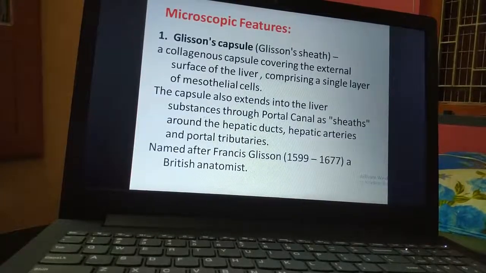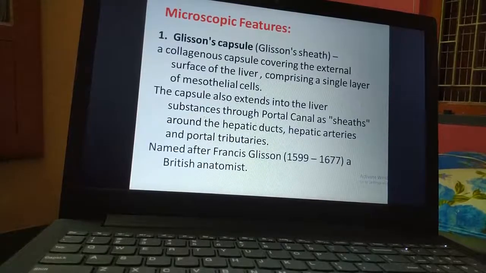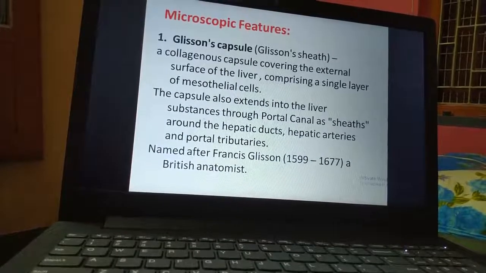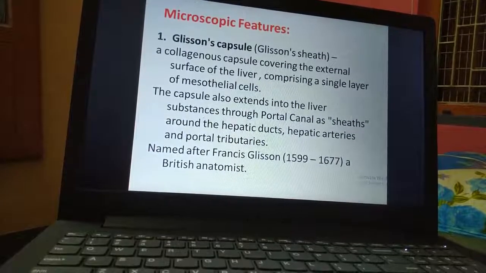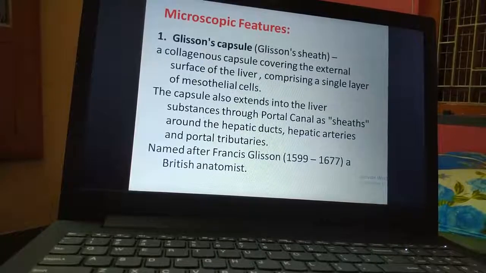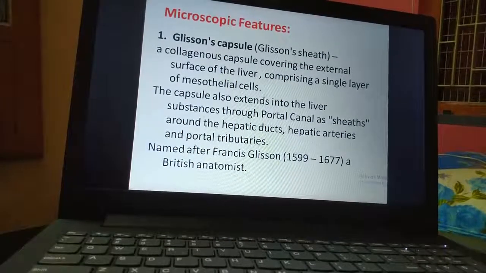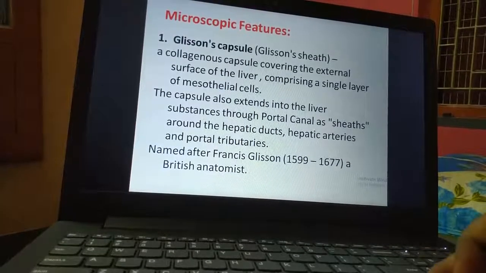Now, first among the microscopic features is the Glisson capsule; some authorities call it the Glisson sheath. What is the Glisson capsule? It is a collagenous capsule covering the external surface of the liver, comprising a single layer of mesothelial cells. The capsule also extends into the liver substance through the portal canal as a sheath around the hepatic ducts, hepatic arteries and portal tributaries. This capsule is named after Francis Glisson, a British anatomist.